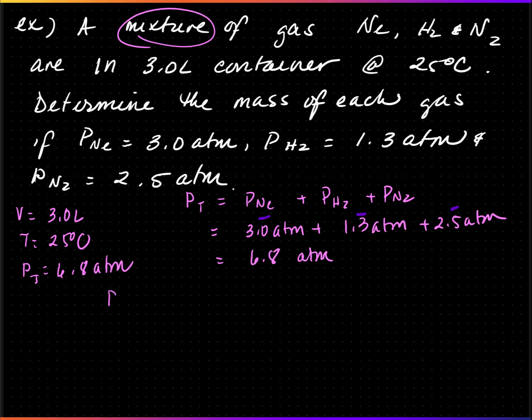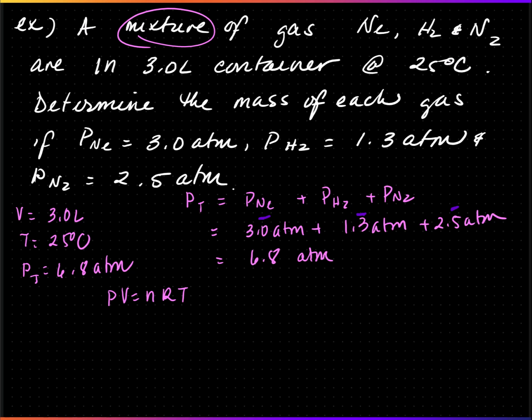Now we're going to plug it into PV equals nRT because there's one variable of each, and we're going to find the total moles because we have the total pressure. If you want to use PV equals nRT to find the moles of each gas, you need to use the partial pressure of each one. To find the moles of Ne, you need to use the partial pressure of Ne and not the total pressure. To find the moles of hydrogen, use the partial pressure of hydrogen. And to find the moles of nitrogen, use the partial pressure of nitrogen.